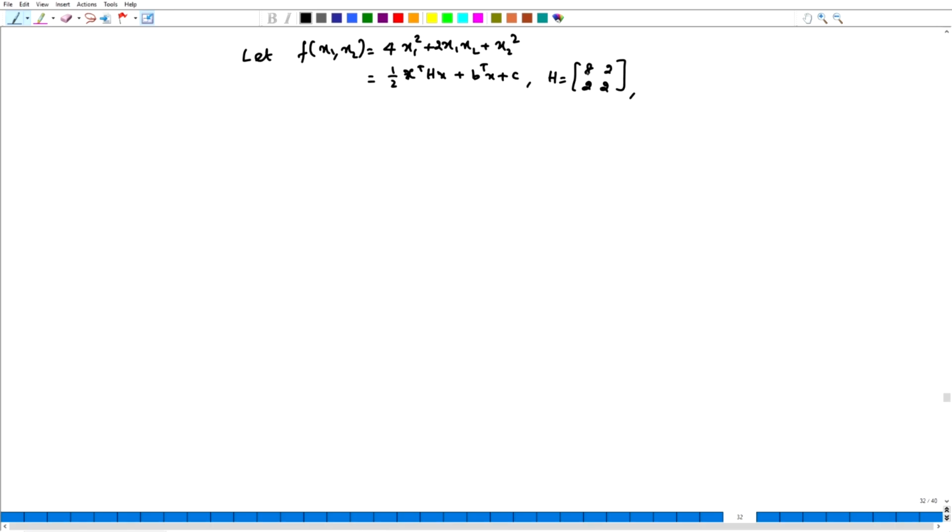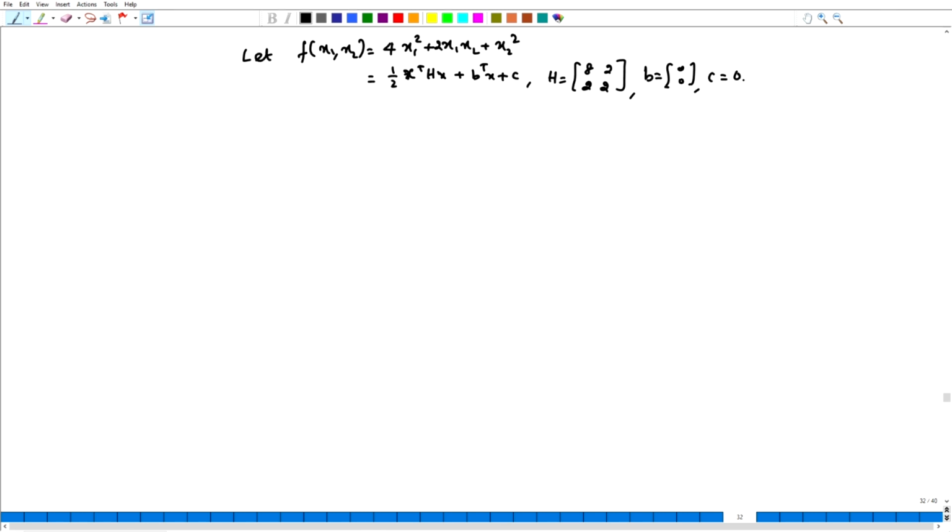So, since we have a half, you have 4 x 1 squared, x 2 squared, and here because of the sum you have 2 x 1 x 2. So, b is 0 and c is 0. So, again this is a quadratic function, no questions on that, okay.